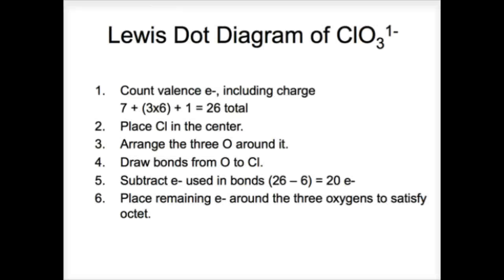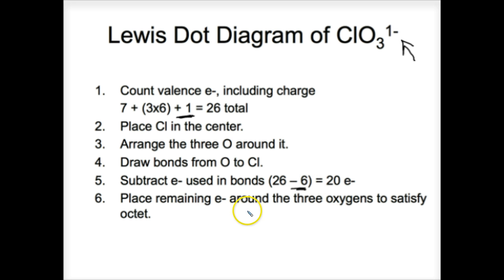So first things first, you should have counted your valence electrons. Chlorine has 7, oxygen has 6, there's 3 of them, 7 plus 18. Notice here the plus 1 because of the negative charge, so I have 26 total. Chlorine is in the center because it's the odd man out. The oxygens should have been arranged around it. You should have drawn bonds from oxygen to chlorine. That means you had 3 of them. That was 3 bonds, hence 6 electrons. You now have 20 left.